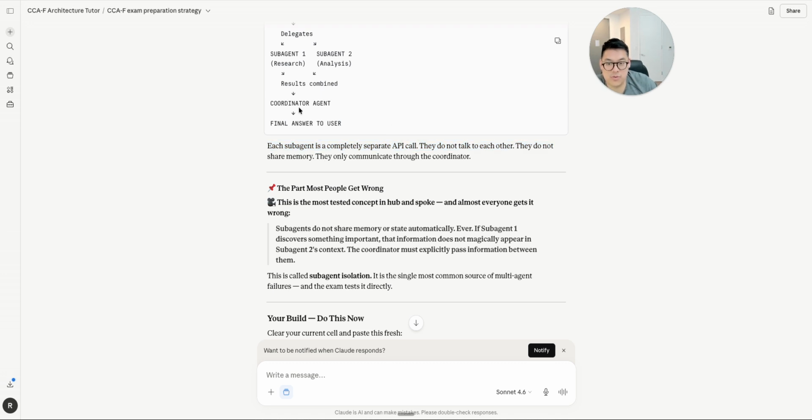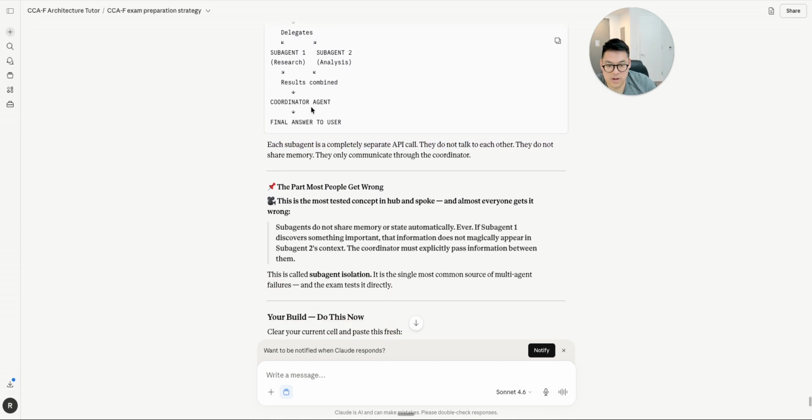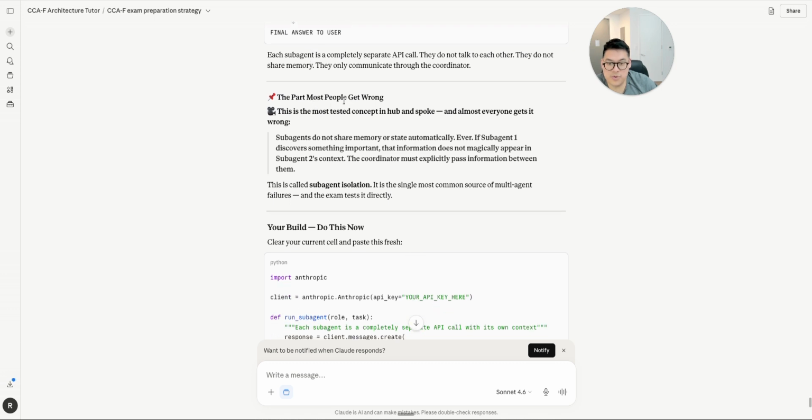They only communicate through the coordinator. Wow, it sounds military. This part is what most people get wrong. This is the most tested concept in hub and spoke, and almost everyone gets it wrong. Sub-agents do not share memory or state automatically, ever. If sub-agent 1 discovers something important, that information does not magically appear in sub-agent 2's context. The coordinator must explicitly pass the information between them.